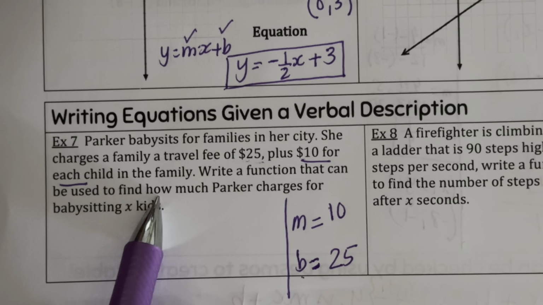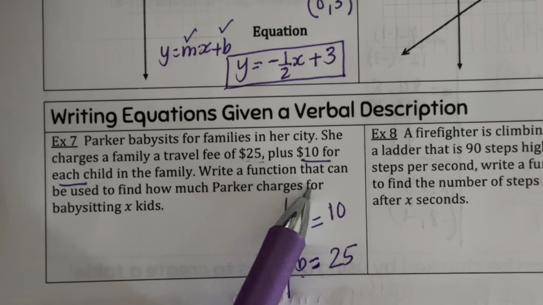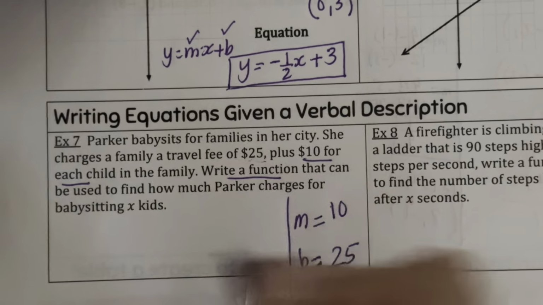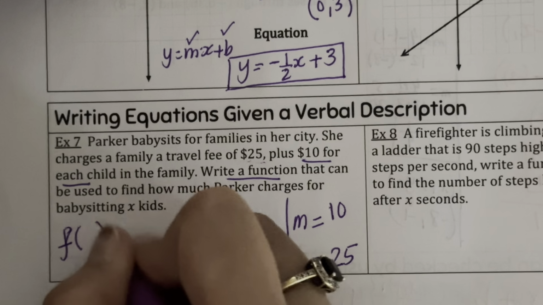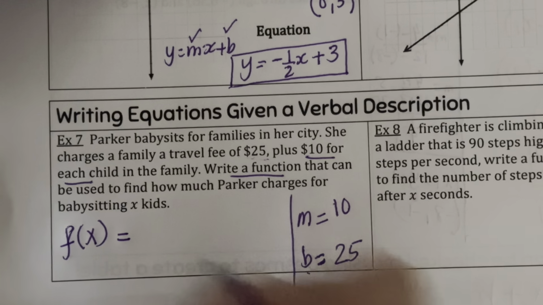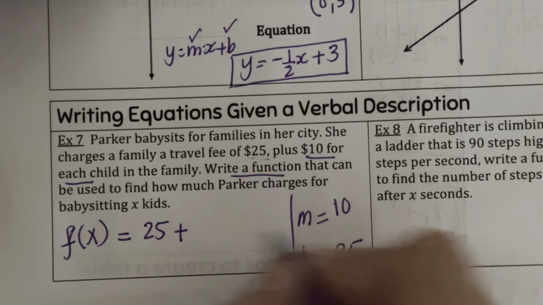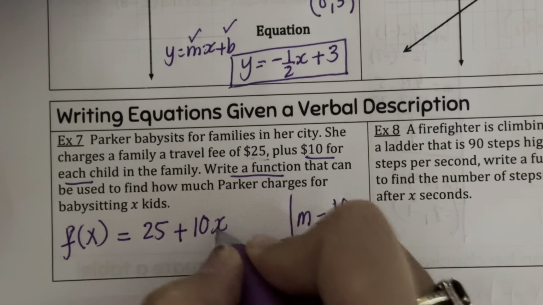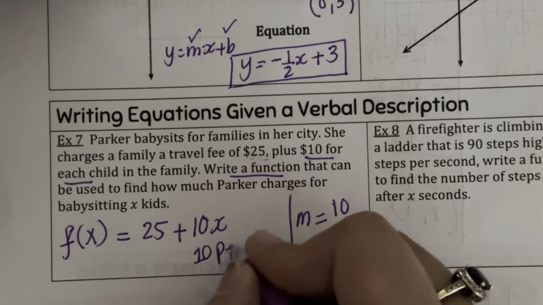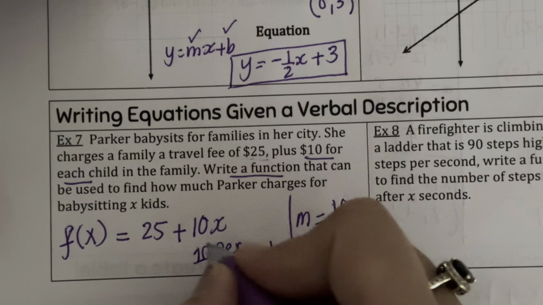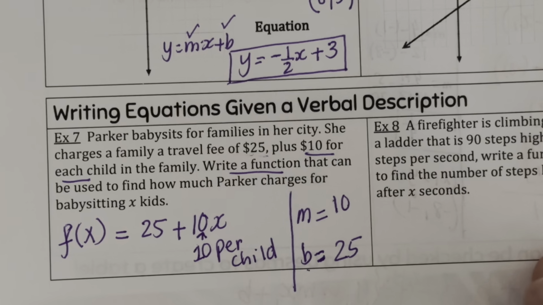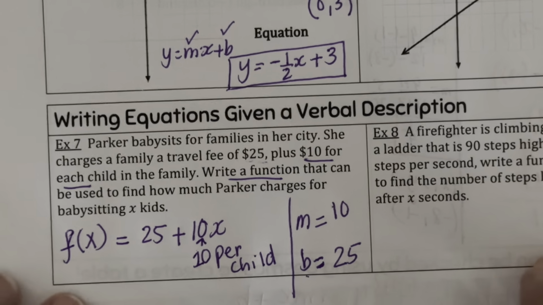Write a function that can be used to find how much Parker charges for babysitting x kids. Since I need to write a function, my equation should be called f of x, because that's your equation of function. So f of x equals, she is charging 25 plus 10 per child. So 10x, 10 per child. This is your equation for Parker's situation.